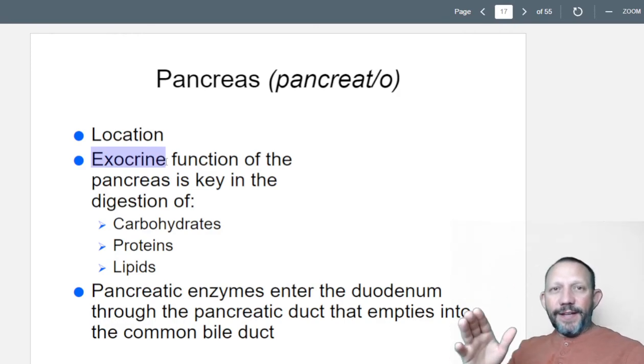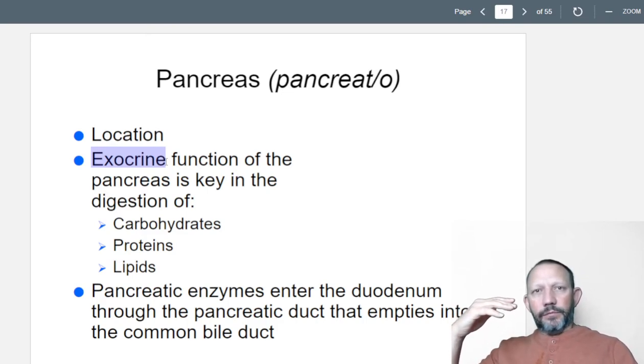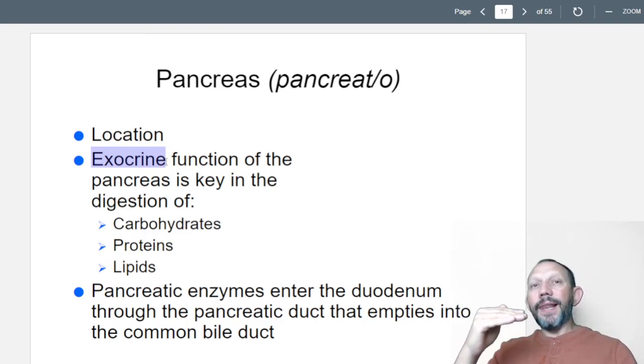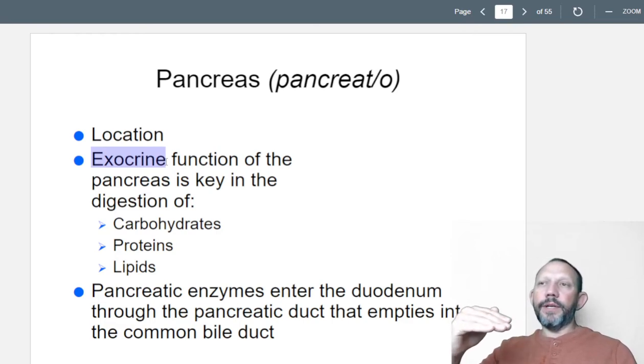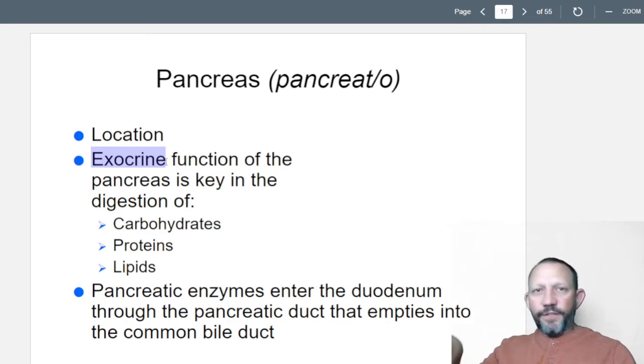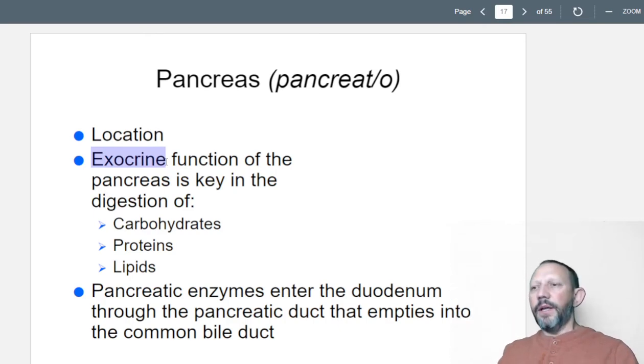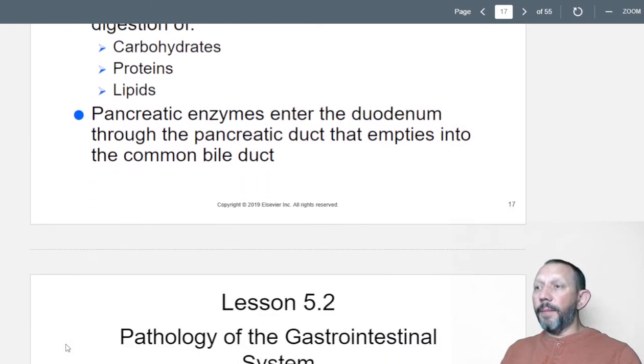Lipids, which are fats like oils and greases and lard, butter, and whatnot, get broken down by lipase. They are broken down to certain kinds of phosphates and certain kinds of lipids, different kinds of fats. Pancreatic enzymes enter the duodenum through the pancreatic duct and empty into the common bile duct. Good.